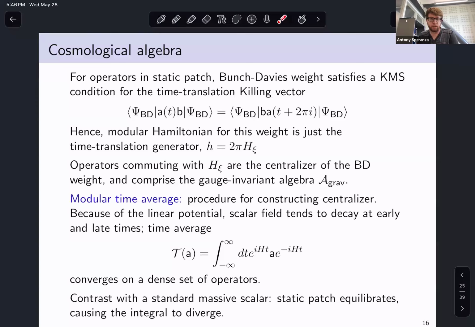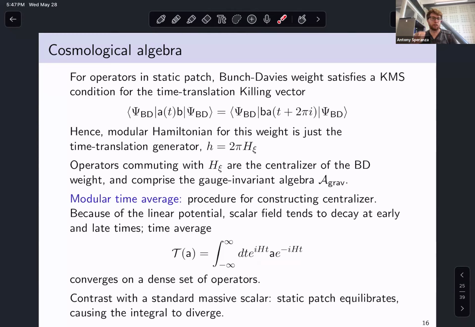So the thing that's different from the ordinary scalar field in de Sitter with no potential is that in this case we expect there to be operators that commute with this H. One way you can argue for it is to do this time averaging procedure. Say you wanted an operator that commutes with H. One way you can get that is just to average over all time translations of a given operator. So in the ordinary static patch of de Sitter, you expect this integral just to blow up on everything. The intuition is that the static patch at late time equilibrates, and so things kind of settle down and then you're just integrating over something that's not changing at all.